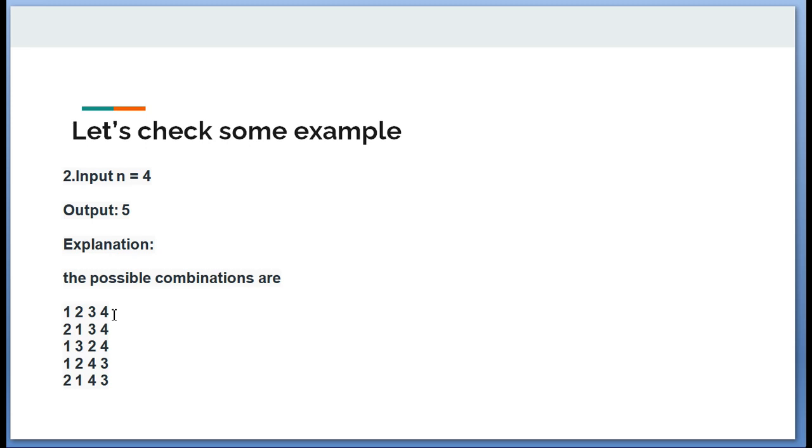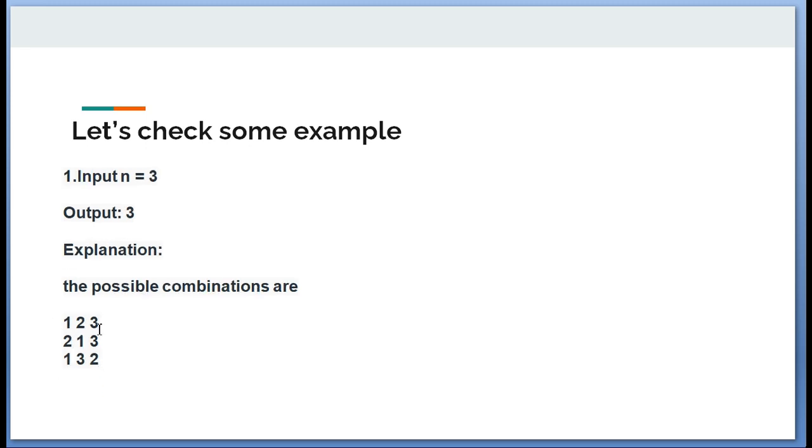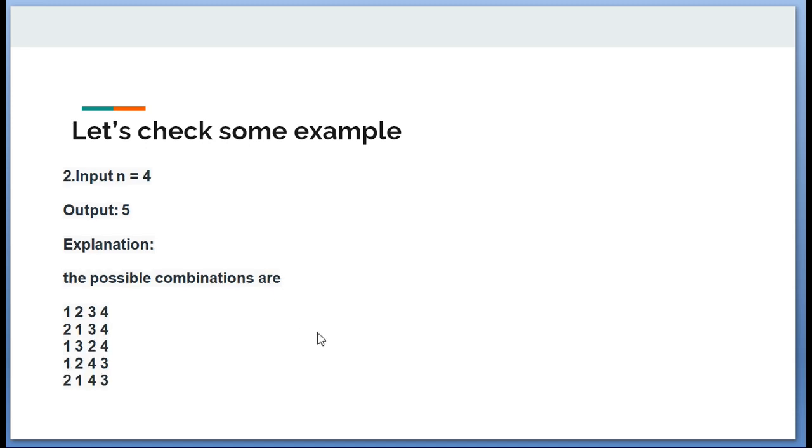So, in which positions can we put 4? Either it can stay at last or it can stay at the last minus 1 position. If you observe this, we have placed 4 at last or at n minus 1. If you go to example 3, we have put 3 at last or n minus 1 position. So this is one observation that will help us to solve.